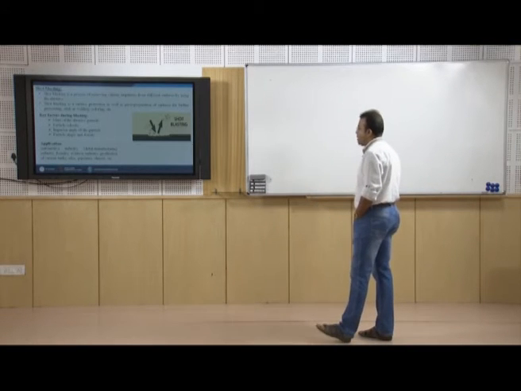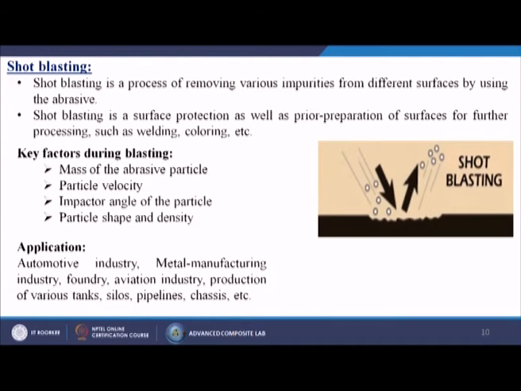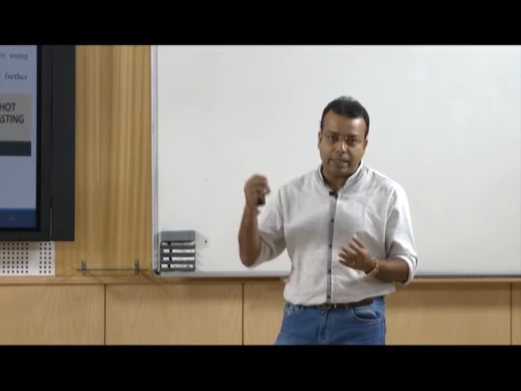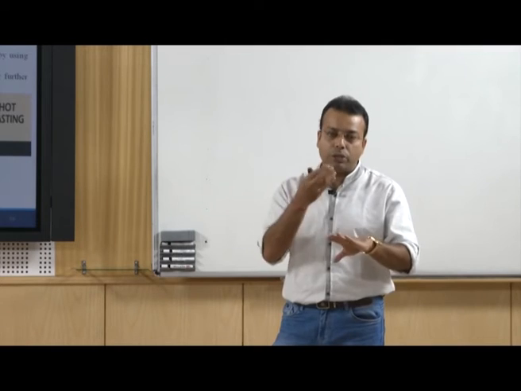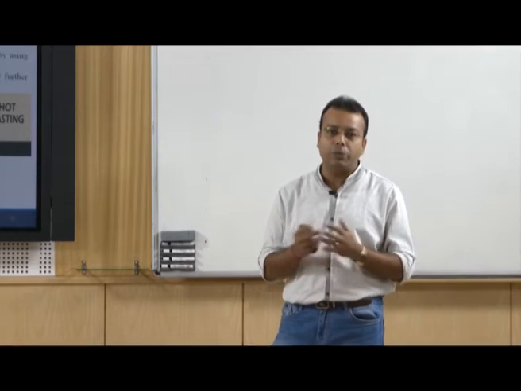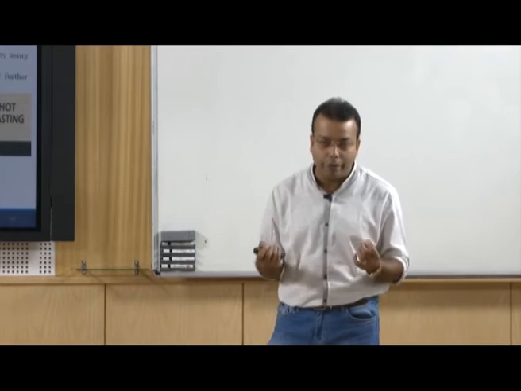Next one is called shot blasting. Shot blasting is a process of removing various impurities from different surfaces by using abrasive particles. It is also one kind of shot peening process, but in shot peening you generally use balls made of ceramics, glass or metals, whereas here we are using certain kinds of abrasive particles, and from a certain distance we allow those abrasive particles to come directly with a high velocity onto the material surface, so that they do a certain kind of rubbing on your material surface, by which the outer surface of your material can be modified.